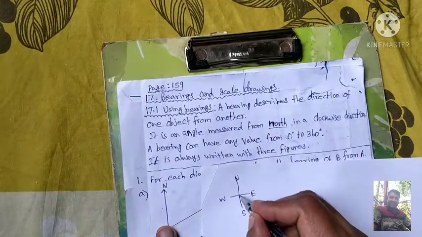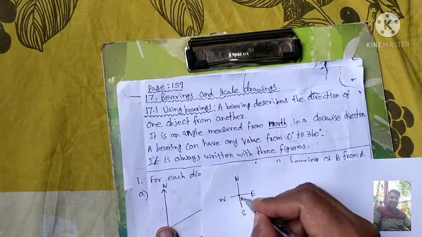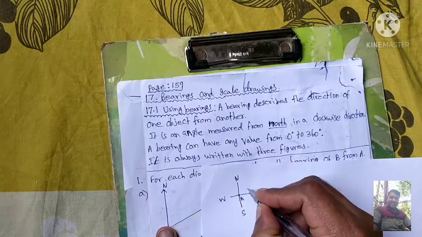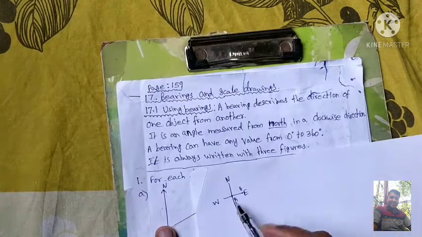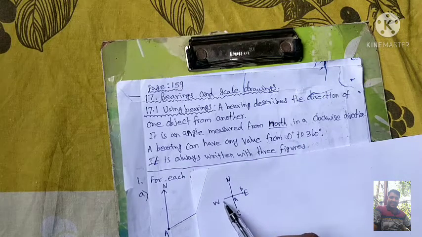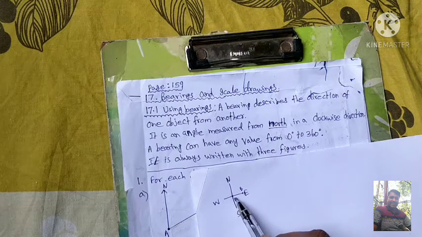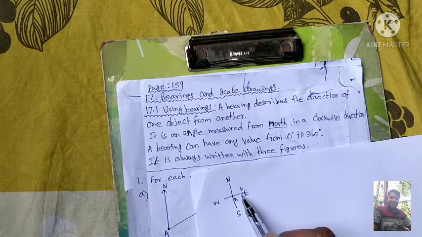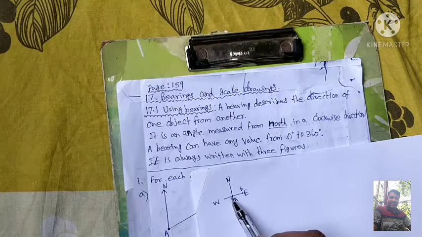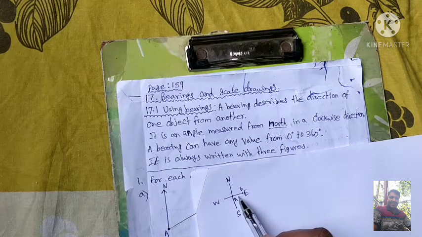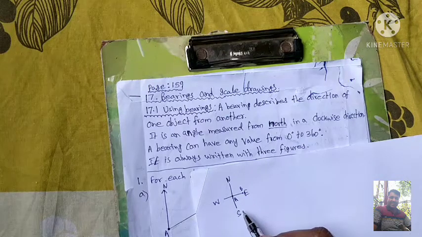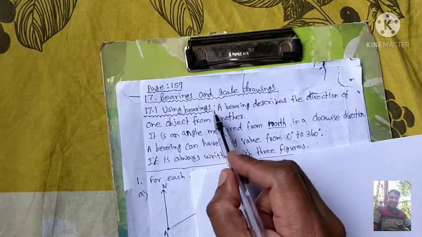So if you have one object here, consider it's A, and if you have another object here, it states B. So the A object is on the west side of B. So this is the direction. Which direction is it lying on? A is lying on the west side of B, and B is east side to A. So this is the bearing. So just simply remember that a bearing describes the direction of one object from another. So this is the first concept we are learning here.